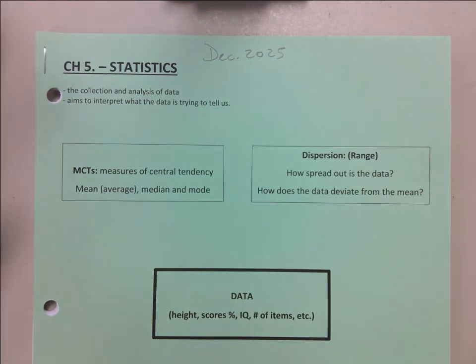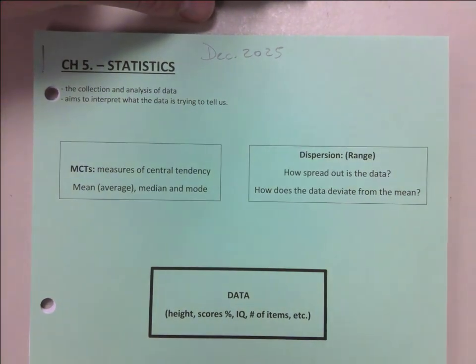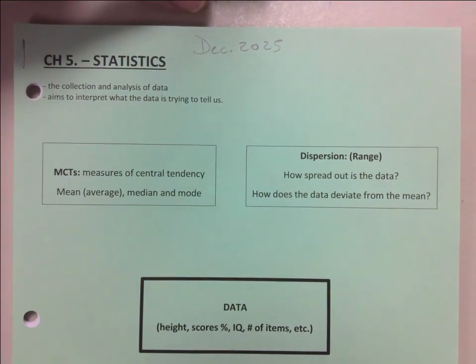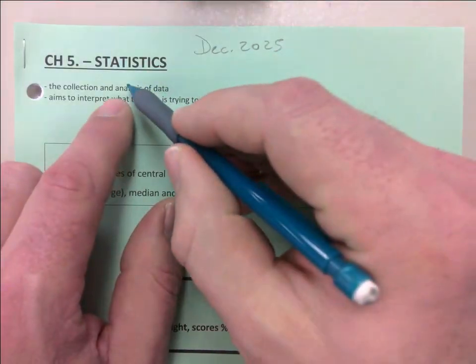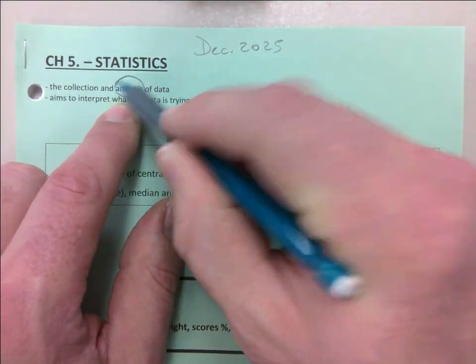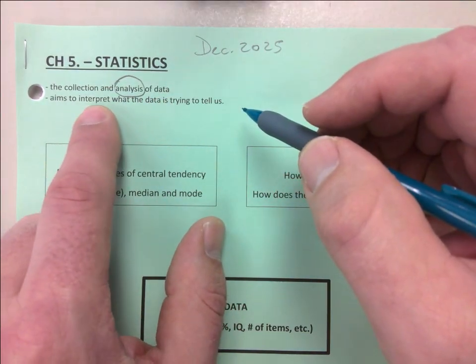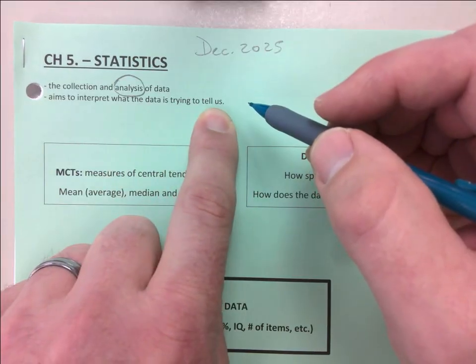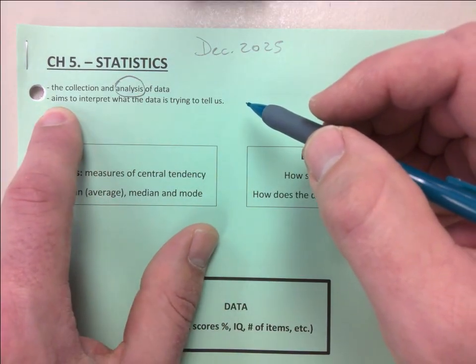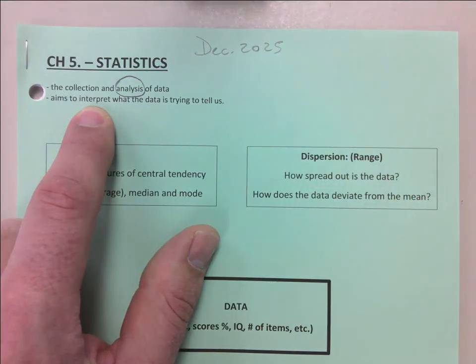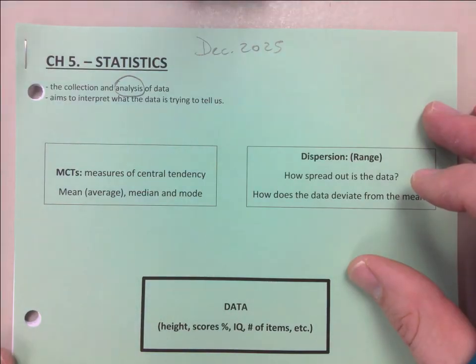Soon. So statistics, the collection and analysis of data. We are going to focus on analyzing it, okay? What does it tell us? It aims to interpret what the data is trying to tell us. Interpreting is kind of like hash it out, break it down, see what it's trying to tell us, okay?